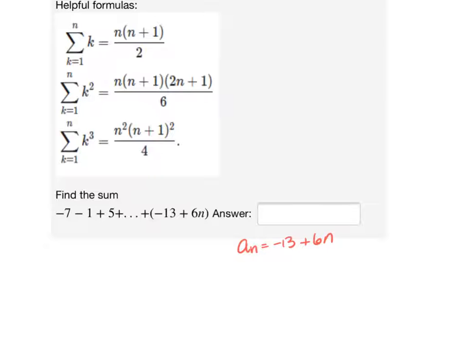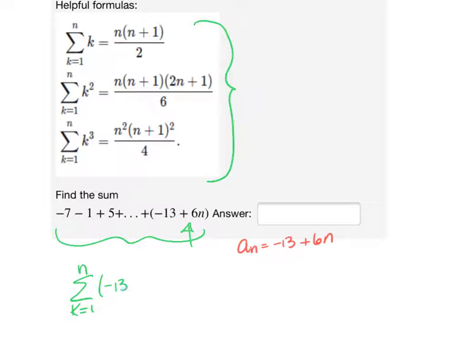Okay. Because it does stop at n, and I'm asked to add up n terms, I can use these formulas because these are going to add up terms. So if I'm asked to add this up, this right here is the same thing as saying I have the summation of k equals 1 to n of my closed form, which is negative 13 plus 6k. Because I'm asked to add up the first n terms.